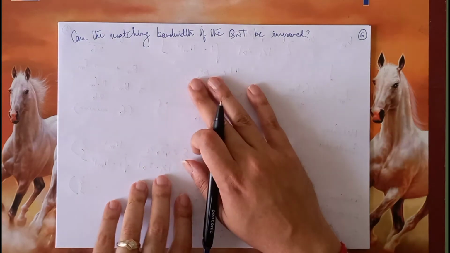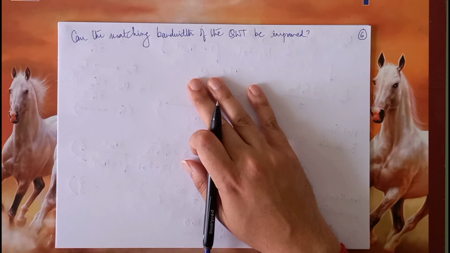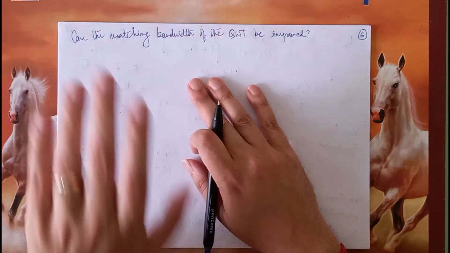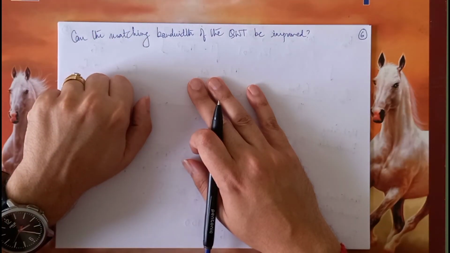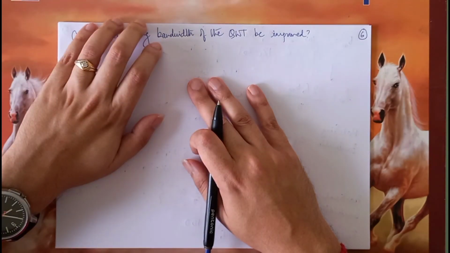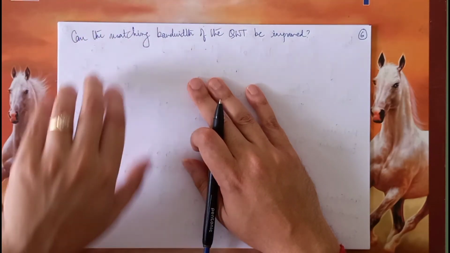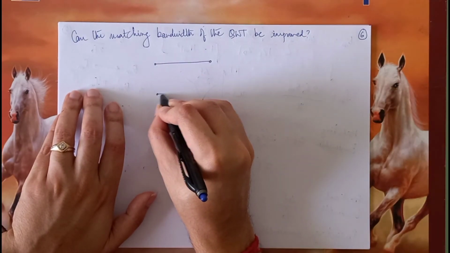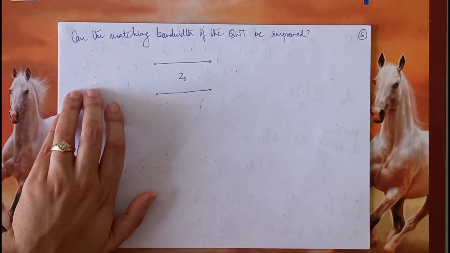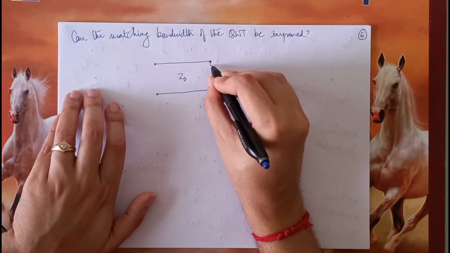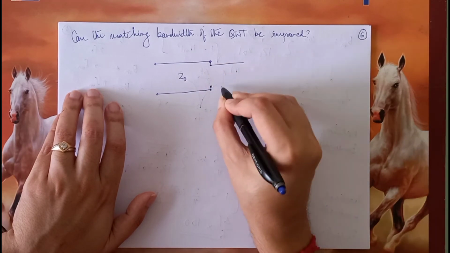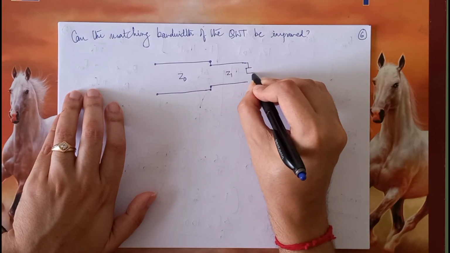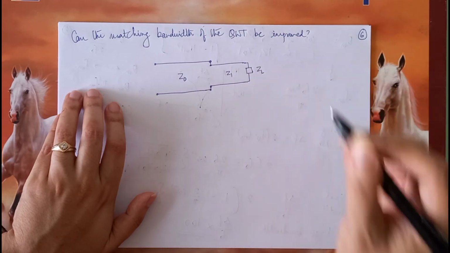So let us relook at the QWT and try to figure out what are the characteristics which control the bandwidth. Let us say there is this main transmission line which needs to be matched. This impedance is Z0. So I have a QWT. Let us say this is Z1. And the load impedance is ZL.